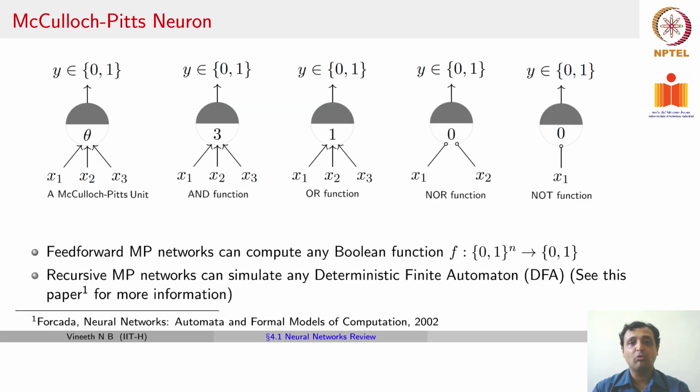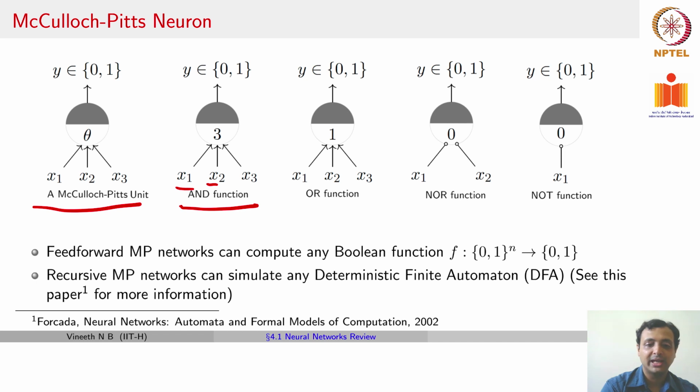Here are a few examples of how the McCulloch-Pitts model of the neuron can be used to simulate different logic gates. Here is the basic simple McCulloch-Pitts neuron. Here is the McCulloch-Pitts neuron as an AND function. So you have x1, x2, x3 which are aggregated, and a threshold which is chosen to be 3. So the theta on the previous slide is chosen to be 3 here, which means this neuron would give an output 1 only if all the 3 inputs were 1, because that's when it would reach the threshold 3. A simple example of an AND gate.